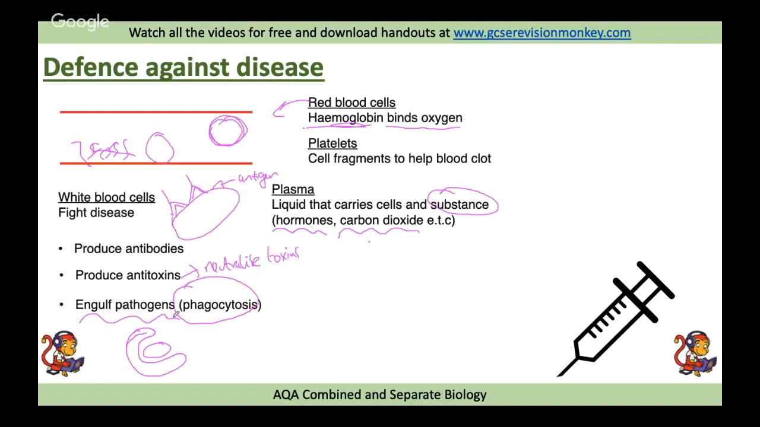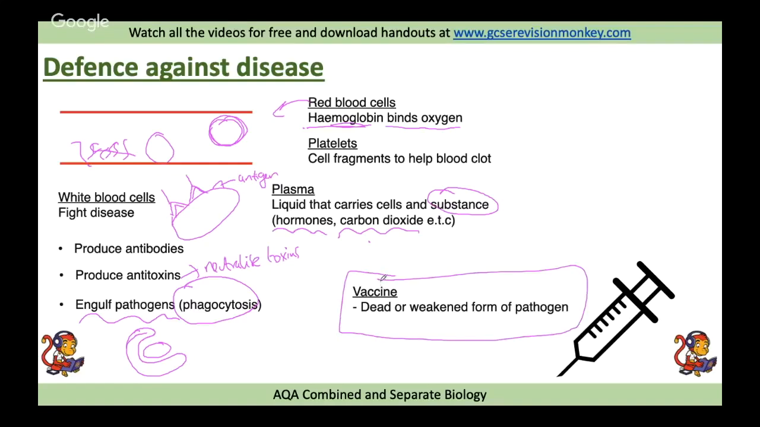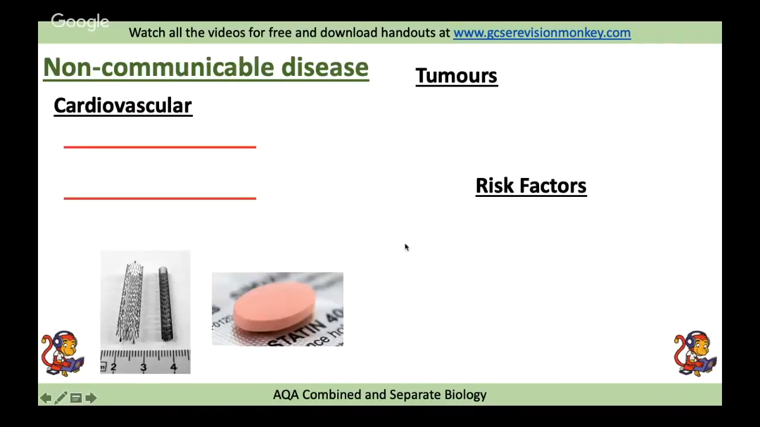So talk about engulfing. If you want to prevent yourself against disease, we said the hydrochloric acid in the stomach. The skin also produces antimicrobial substances. And you might want to take a vaccine. A vaccine is a dead or weakened form of the pathogen. Okay, so you might want to take those to prevent disease as well. Okay, a couple more things, not too much left now.